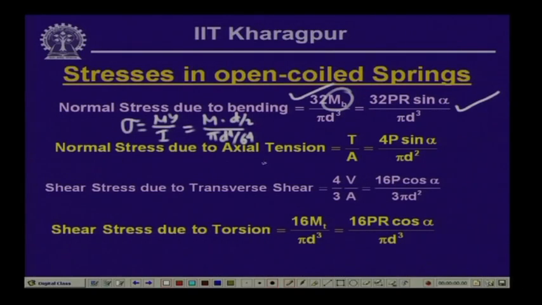Now, normal stress due to axial tension is equal to the tensile pull divided by the cross sectional area, and tensile pull as we have seen is equal to P sin alpha, and cross sectional area is pi d square by 4.